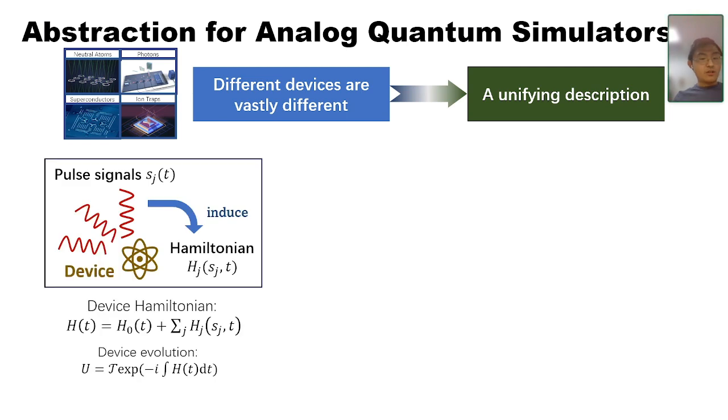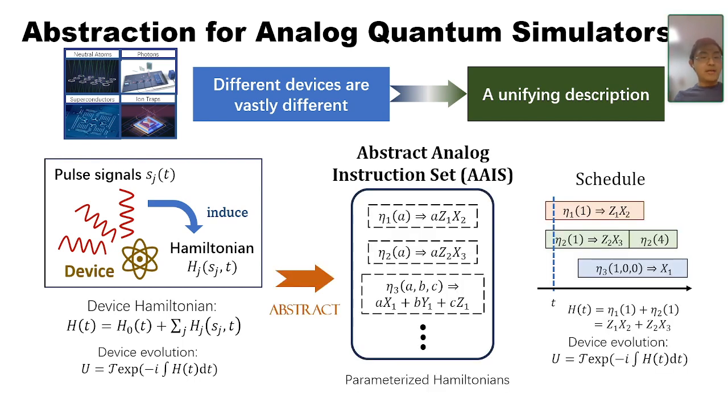Here is an illustration of how a quantum device is actually controlled. Experimental physicists send classical pulse signals in the form of microwave or lasers, which interact with the quantum system and generate an effect described by a Hamiltonian. Then the Hamiltonian governing the evolution is a summation of all these Hamiltonians induced by the physical pulses. We abstract these concepts into what we call abstract analog instruction sets, abbreviated as AAIS.